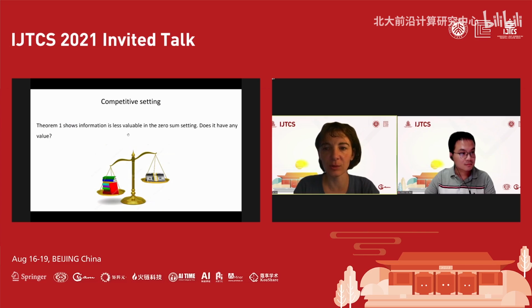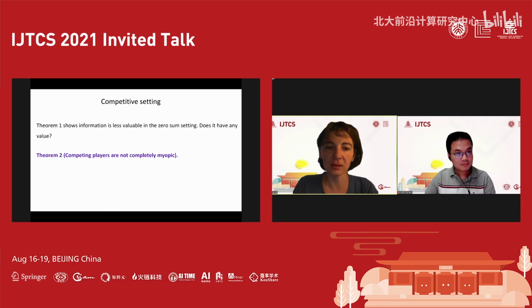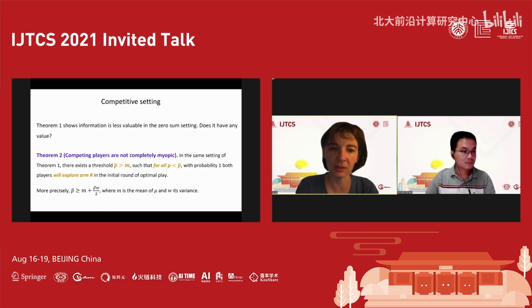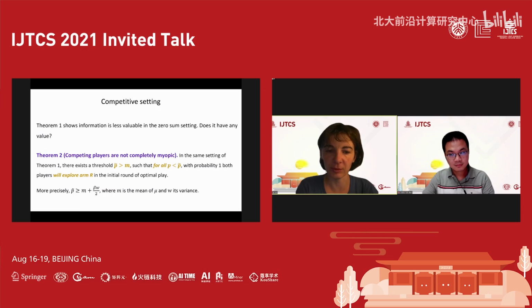And then there is a question: does it have any value? Do the players behave completely myopically, by going and pulling in each round the arm with the highest mean? And this is in fact not the case. So competing players are not completely myopic. And so in the same setting as before, there exists a threshold P tilde greater than M, where M is the mean of the risky arm, such that for all P less than P tilde, with probability 1, the players will explore arm R in the initial round of optimal play.